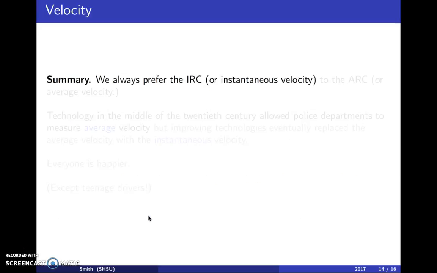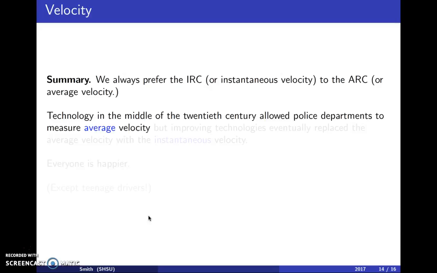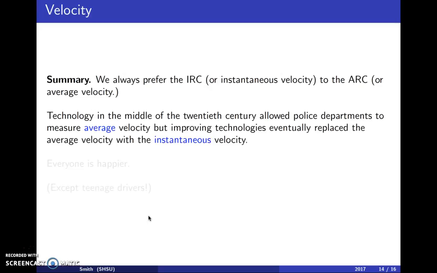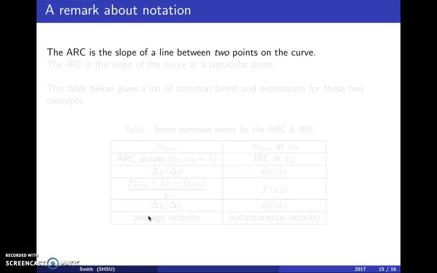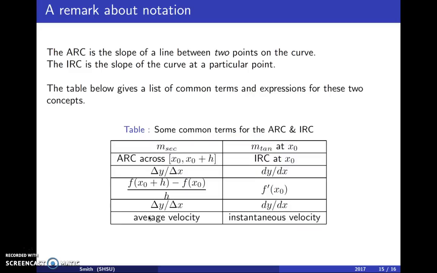In summary, we always want the instantaneous rate of change, or here, the instantaneous velocity, not the ARC. And technology in the middle of the 20th century has allowed police departments to move from average velocity, which was approximations, to instantaneous velocity. And so, of course, everybody's happier. The ARC is the slope of a line between 2 points on the curve. The IRC is the slope of the curve at a particular point. We get the IRC by approximating it with the ARC.